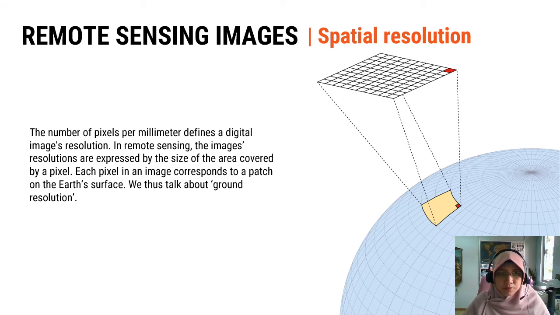As for spatial resolution, it is the number of pixels per millimeter, defined as digital image resolution. In remote sensing, the image resolution is expressed by the size of the area covered by a pixel. Each pixel in an image corresponds to a patch on the Earth's surface. We thus talk about the ground resolution.